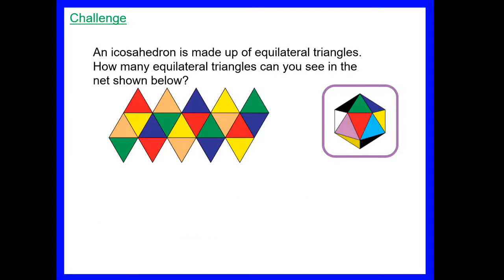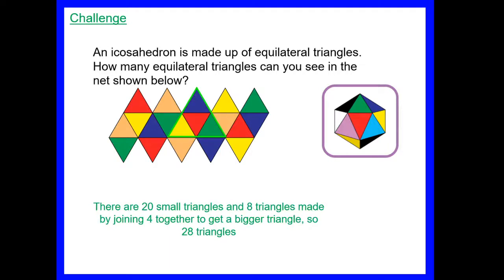All right, let's have a look at the solution for this then. So there are 20 of these small triangles there, so we should have found 20 of those, but there are also 8 of these larger triangles made by joining 4 small triangles together. So we've got 1, 2, 3, 4 pointing this way, and we've also got 4 that are upside down, so they overlap each other. So 28 in total. So well done to you if you managed to find all of those triangles.